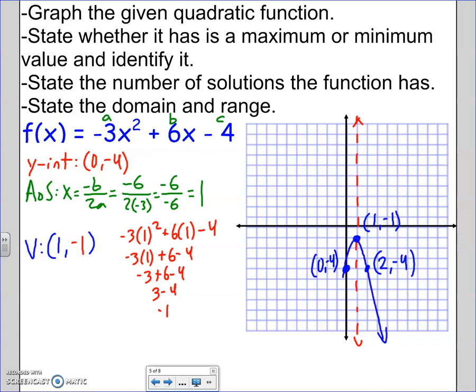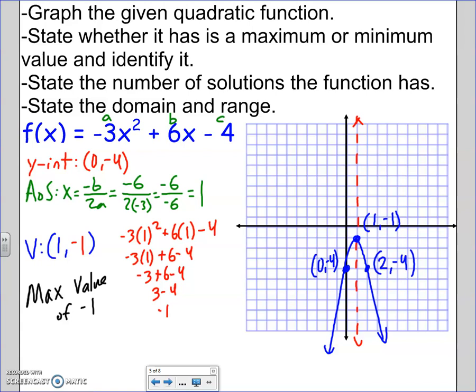Now my U is upside down, and should it be upside down? Because a is negative, the picture is flipped. So yes, this picture is correct. Because it's upside down, we have a minimum. Sorry, a maximum. So we have a max, and it's a value of -1. So let me see. We graphed it. We said it has a max. We found the value, which is -1.